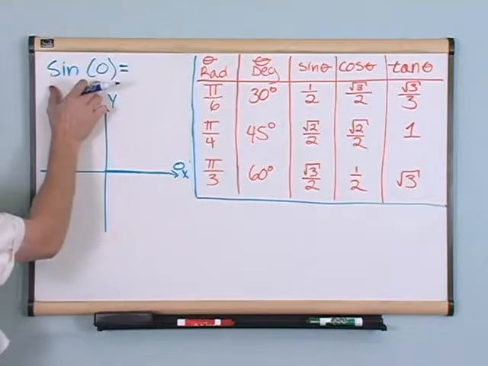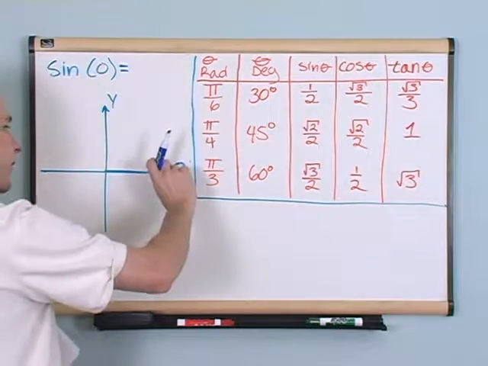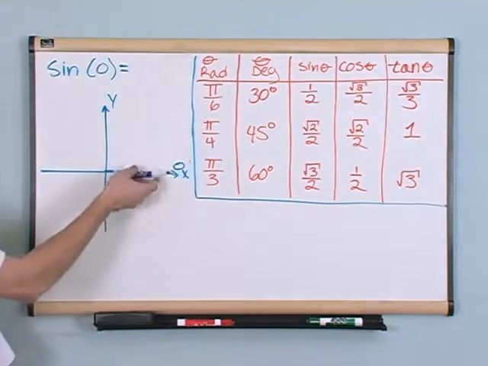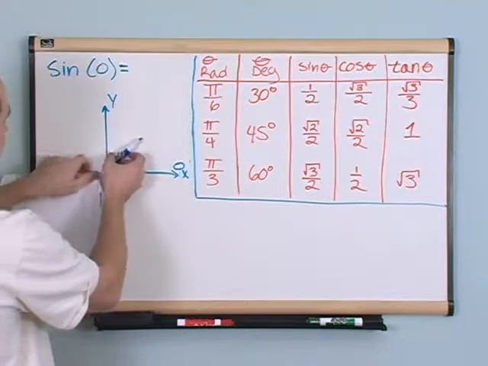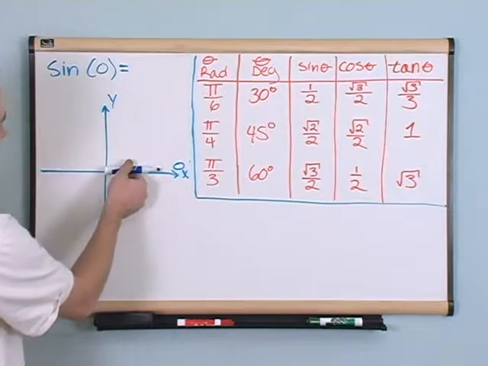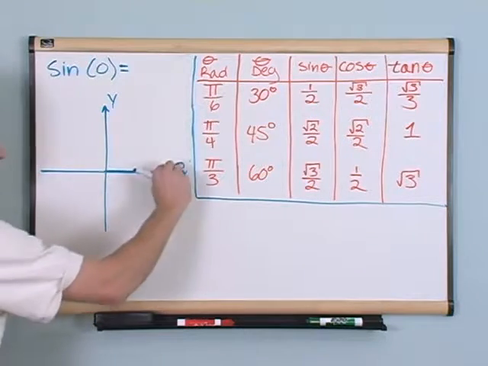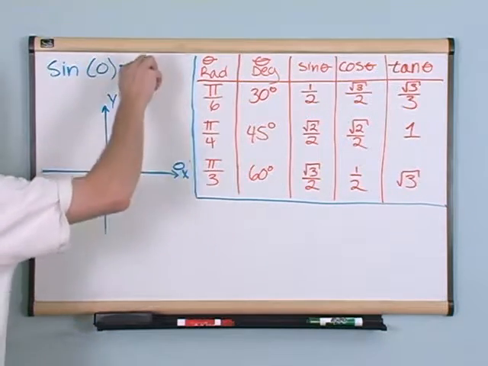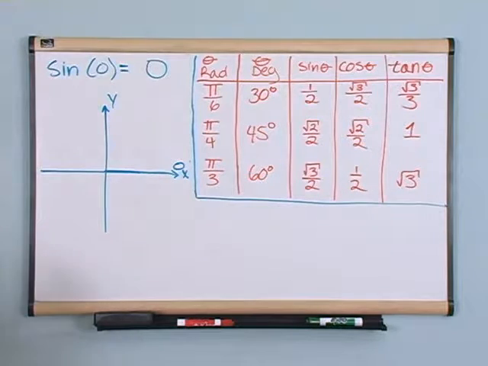Now, remember, for sine, you're looking at what's the length in y. If the line were up here defining some angle, then you'd be looking at this dimension for the sine. But it's lying along the x-axis. It has no length in this direction. So sine of 0 is 0. It's just as simple as that. Sine of 0 is 0.